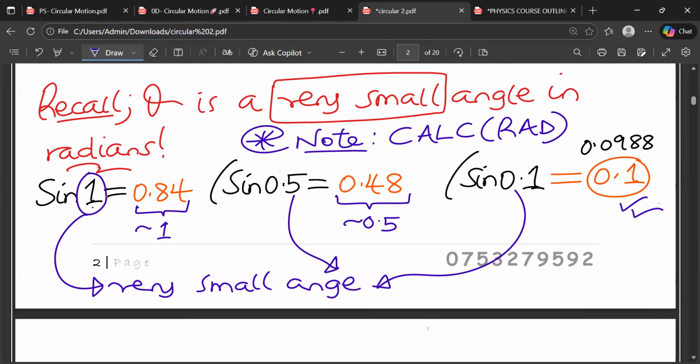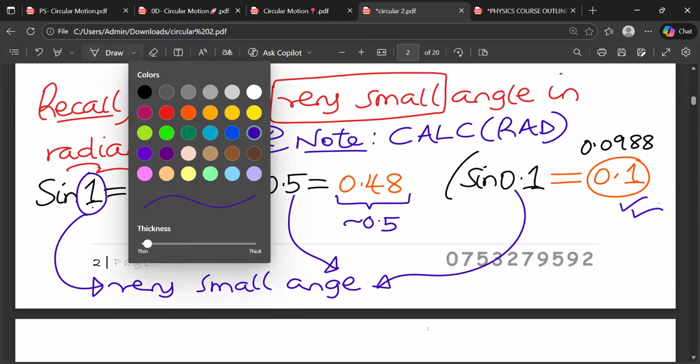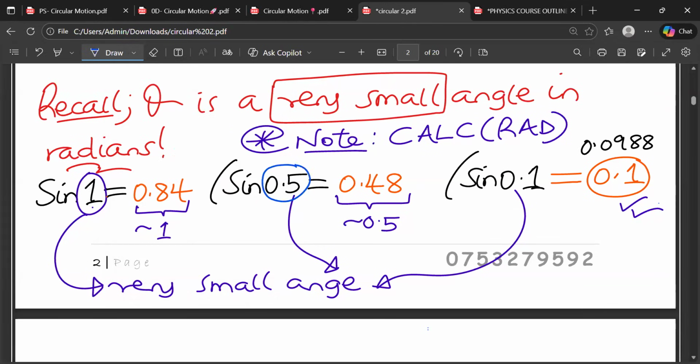So as the angles become smaller and smaller, provided they are small angles in radians, chances are high that sine theta will be theta. Sine theta will be what? Theta. That's what I wanted you to see. As these angles get smaller and smaller, sine theta is always the same as theta, as you can see. The 0.5 is here, but what we are getting after putting sine is almost approximate to it. 0.1 is here, but after putting sine, we are even getting the same answer.